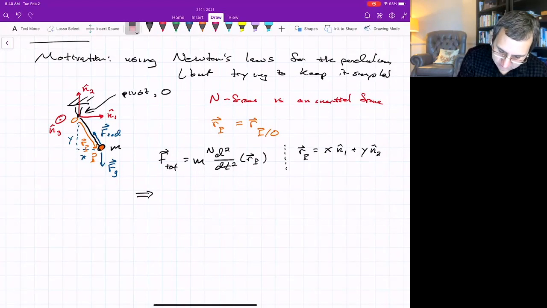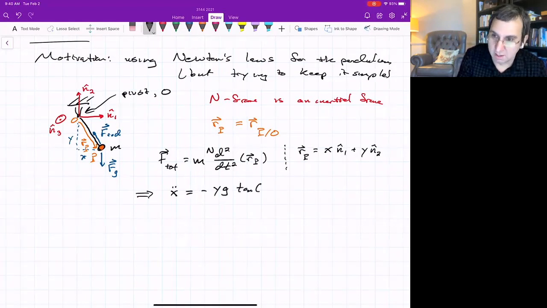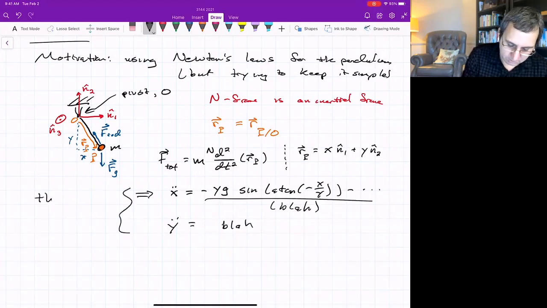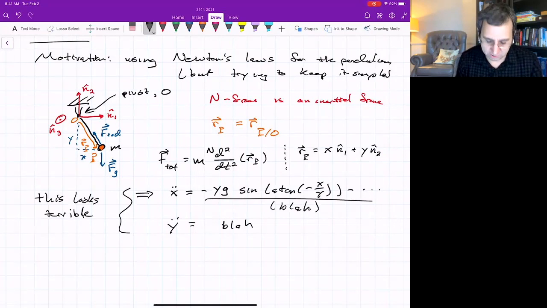You'd get like X double dot is negative Y G tangent of sine of arc tangent of negative X over Y, blah, blah, blah. It'd be terrible. That's the main point. It would just look absolutely horrendous. So I'm putting blah. So this looks terrible. I say, well, it looks terrible, but it might be correct. Yeah, but there's an easier way to do this.